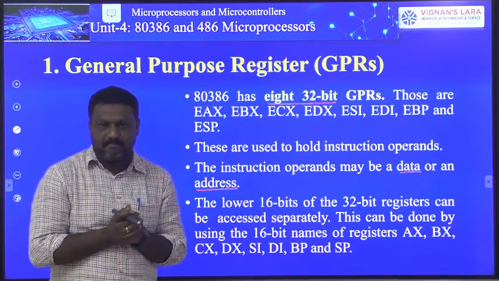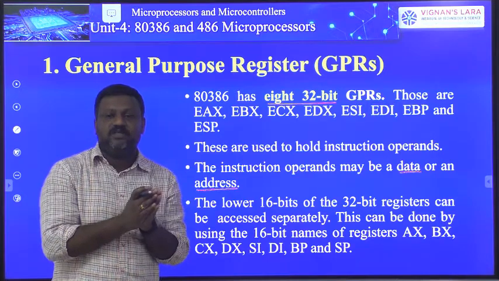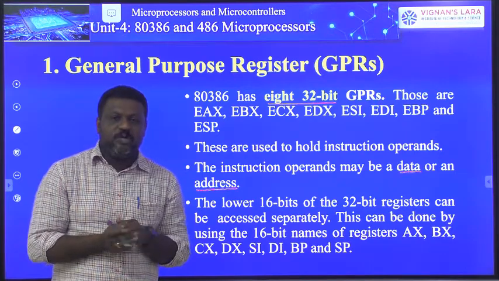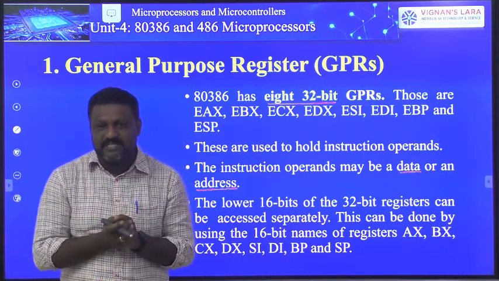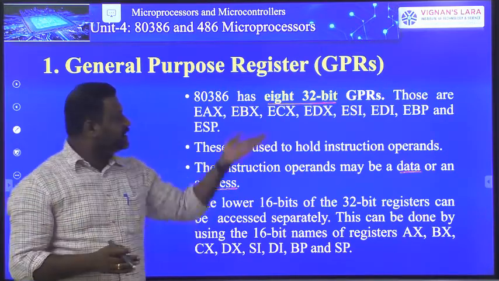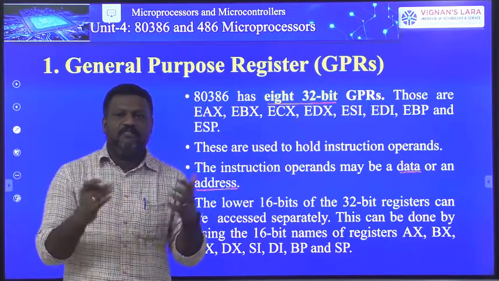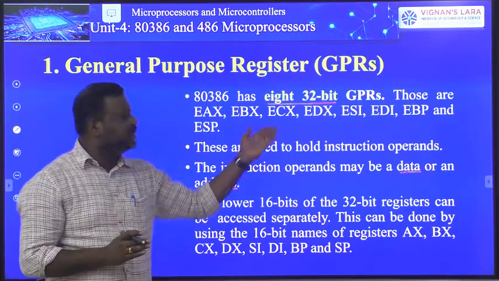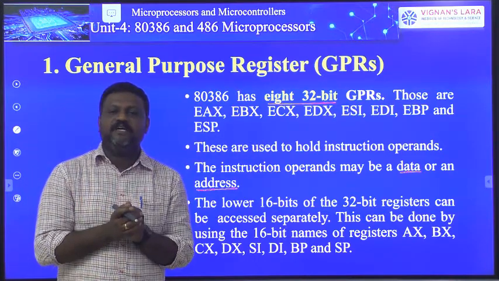Coming to the next important thing: these 32-bit general purpose registers can also be used as 16-bit registers. Whenever the 80386 does operations on 16 bits, it does not use 32-bit registers like EAX, EBX, ECX, EDX for those operations. At that time it uses only 16-bit registers. That provision exists in the case of 80386.